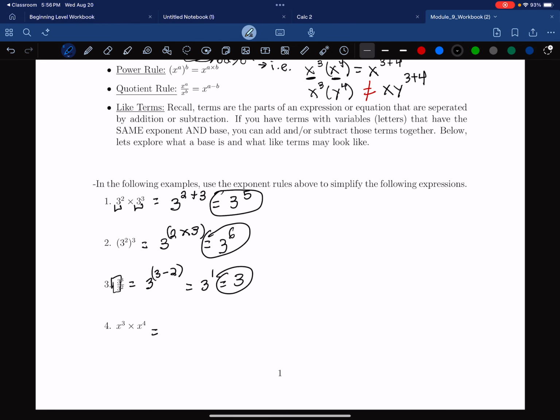And then for example 4, we are no longer dealing with integers or numbers. We are now dealing with variables or letters. So we're going to use the same exact process. But the first thing we have to check is, are our bases the same? And they are. Both of our bases for this is an x, so we can combine our exponents. So we get x to the 3rd plus 4, which is 7. So we get x to the 7th power as our final answer.